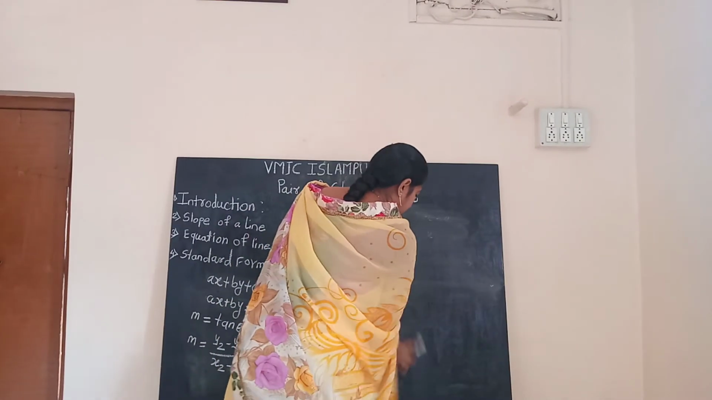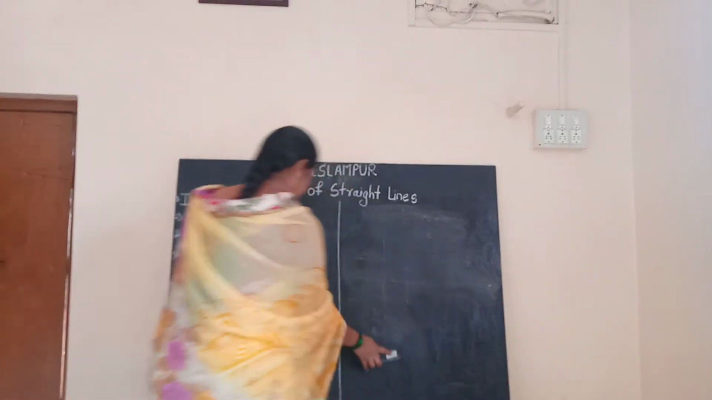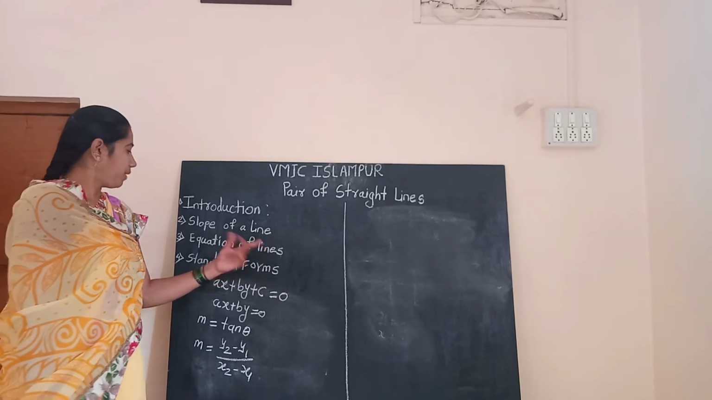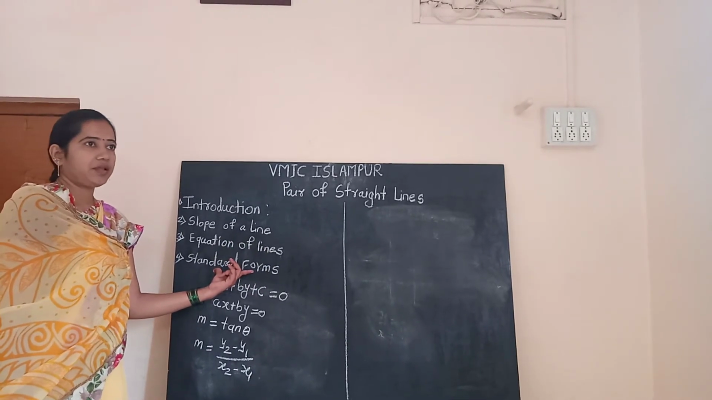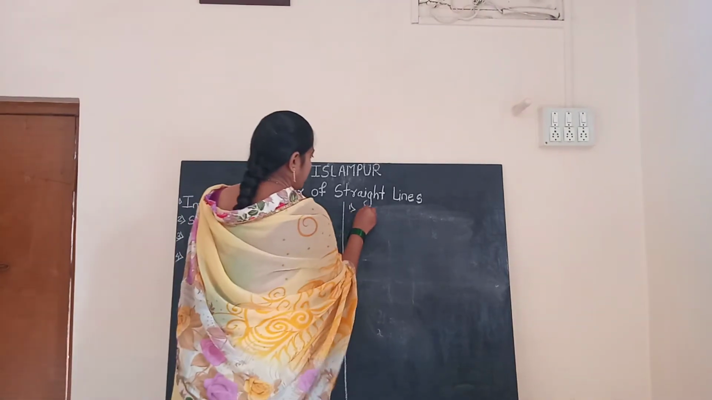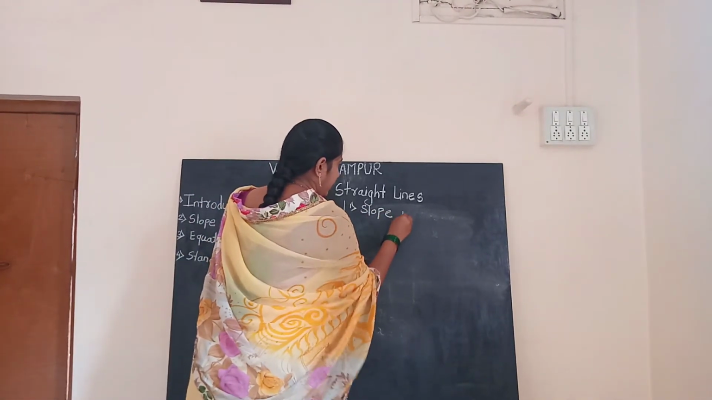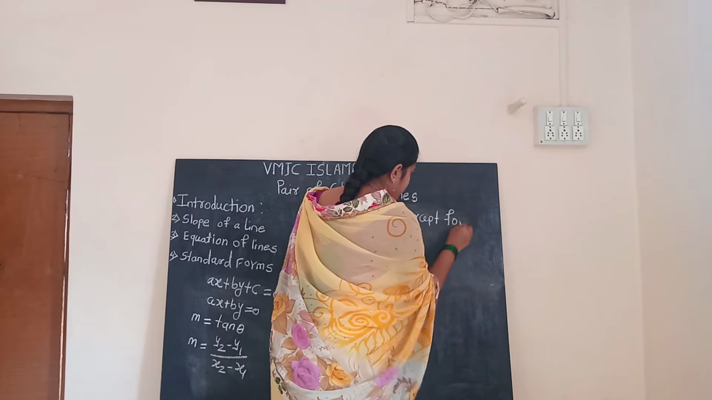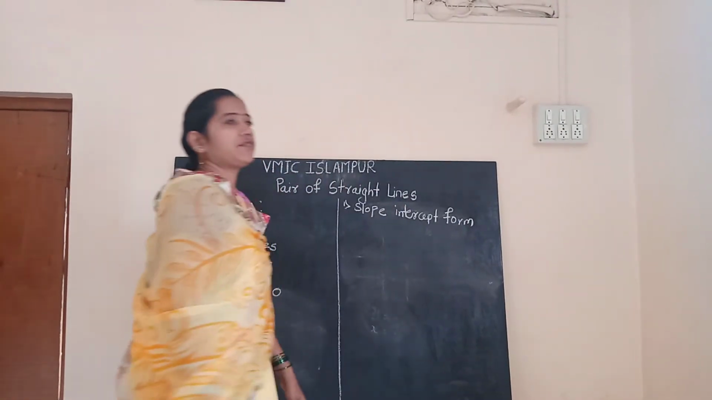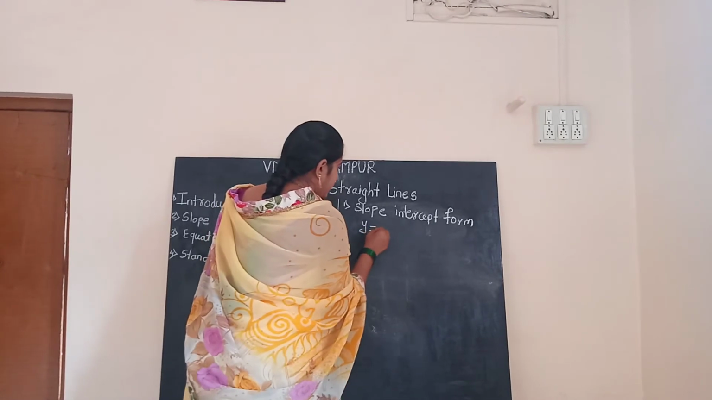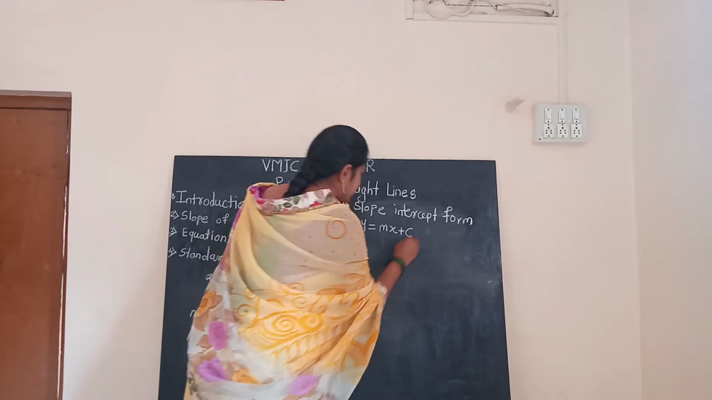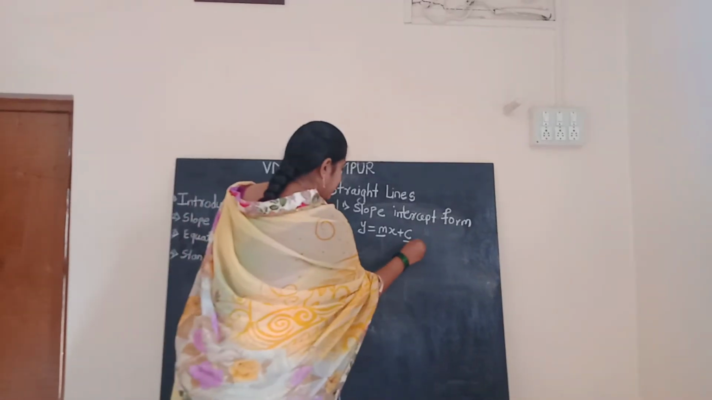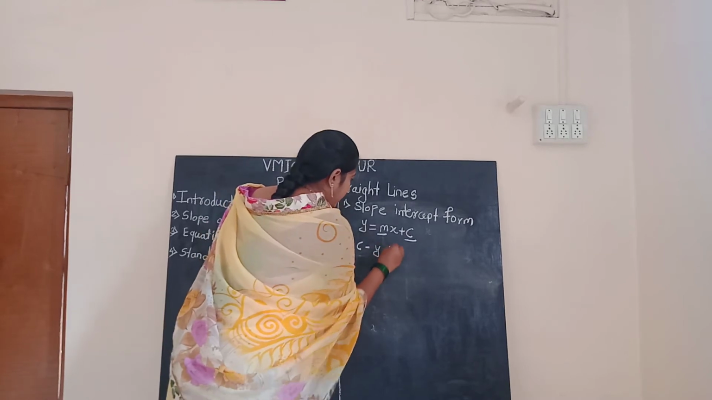We have to calculate the equation of a line. So there are some standard forms to calculate the equation of a line. First is the slope intercept form. The slope intercept form is y is equal to mx plus c. In that, m is the slope of the line and c is the y-intercept.